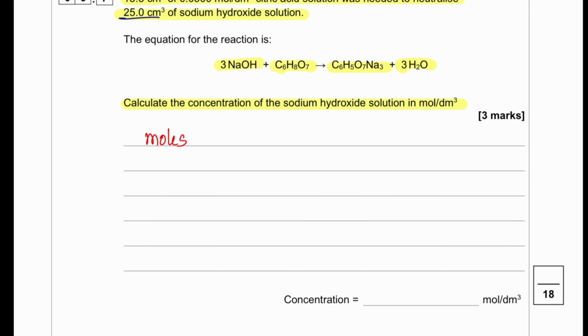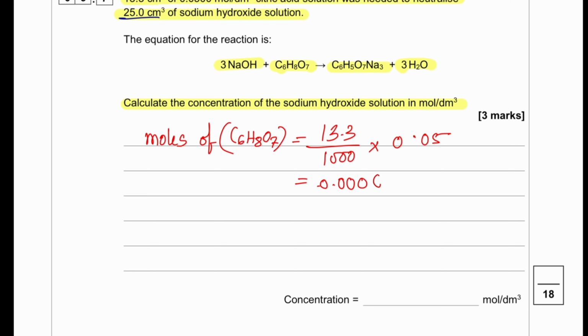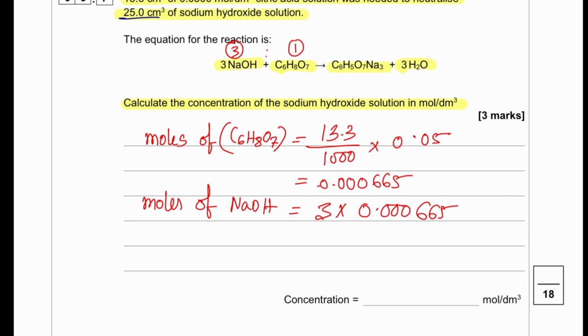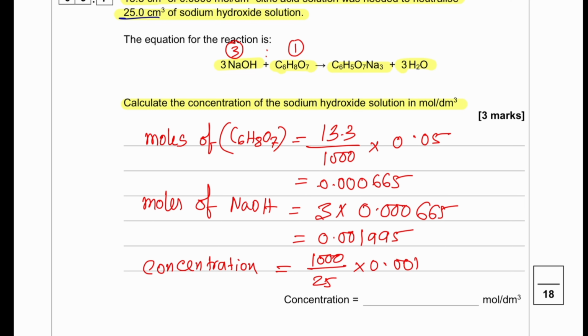Guys, to do this particular calculation, we're first going to find the moles for citric acid. Once we get the moles for citric acid, we're going to use the reaction stoichiometry, because 1 mole of citric acid reacts with 3 moles of sodium hydroxide, so we will be able to find the moles for sodium hydroxide. Once we get the moles for sodium hydroxide, we can calculate the concentration by using the volume of sodium hydroxide, which is 25 cm³ as mentioned here.